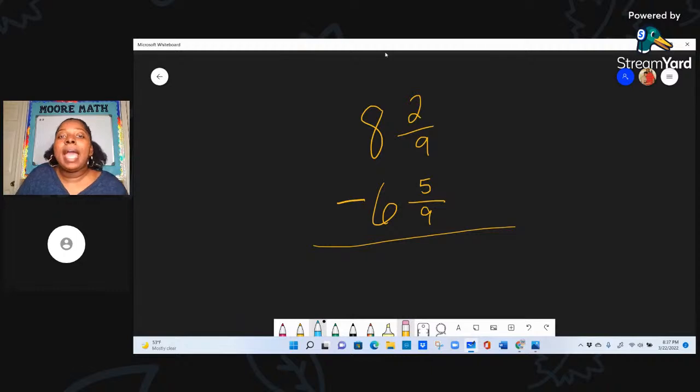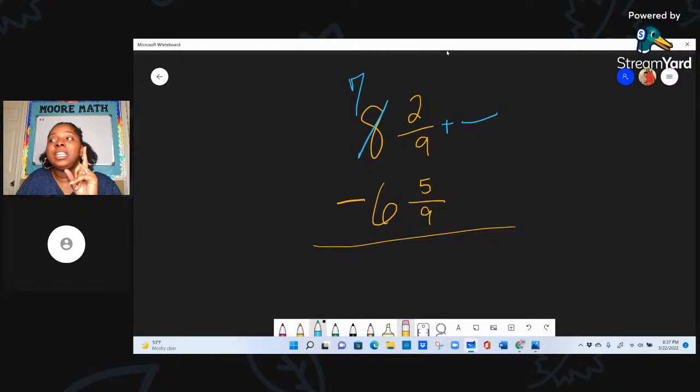Okay. So let's start here. So we always start with the fractions. Okay. So let's write it this way. Can I do 2 minus 5? No. No, right? It's not big enough. We need a number that's bigger than 5 for me to subtract it. So who can I borrow from? 8. 8, okay? And that's going to become what? 7. Good. So I borrowed 1 whole.